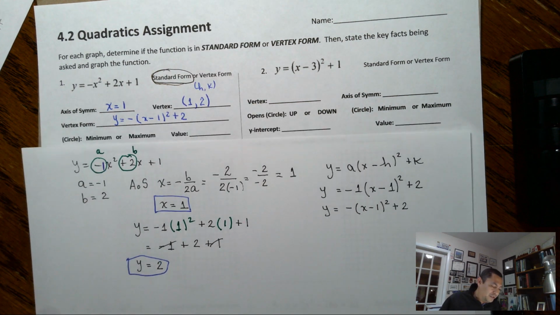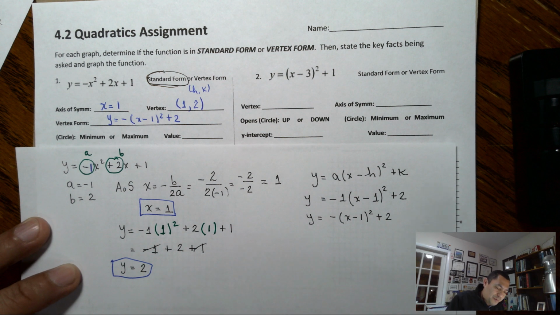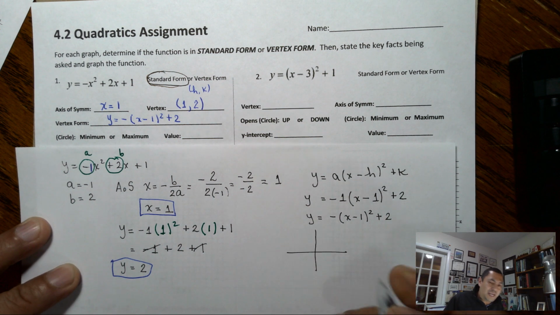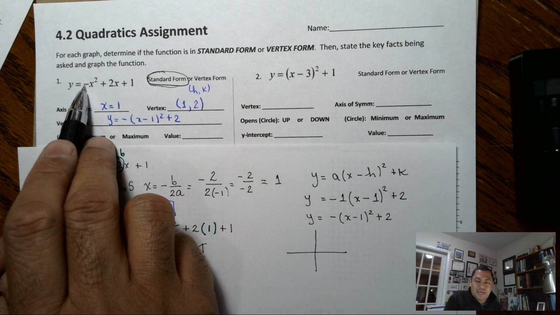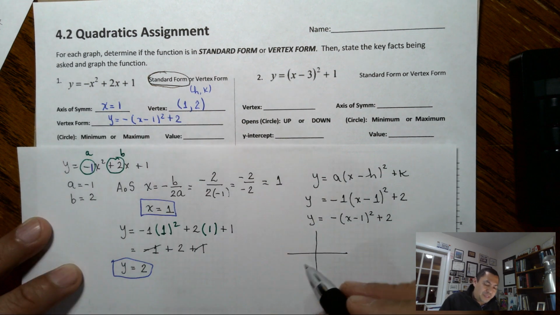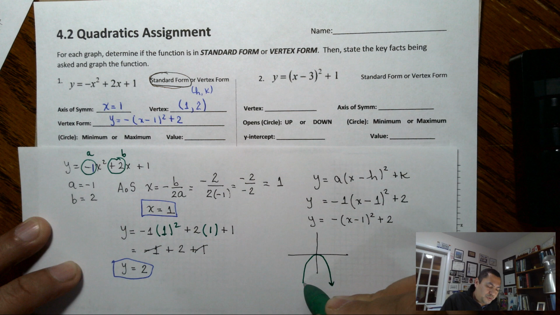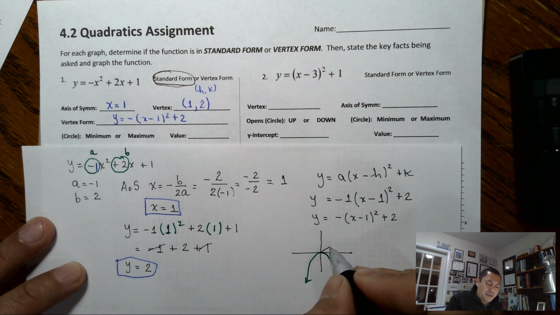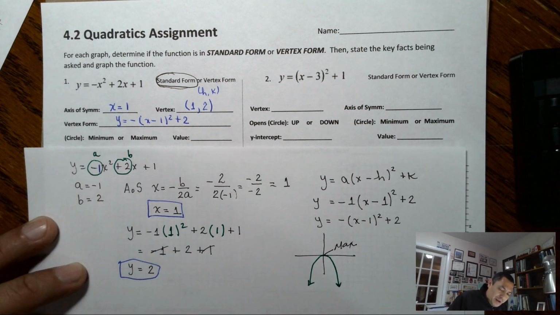Okay, what else? Do I have a minimum or do I have a maximum? Let's see the parabola. So I'm just going to sketch something here. I know the a value, the leading coefficient, is negative. That means the parabola opens down. That parabola is going to open down. So I have a maximum value.